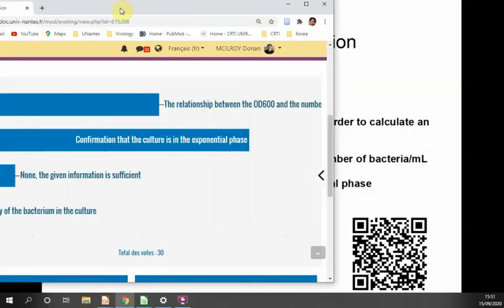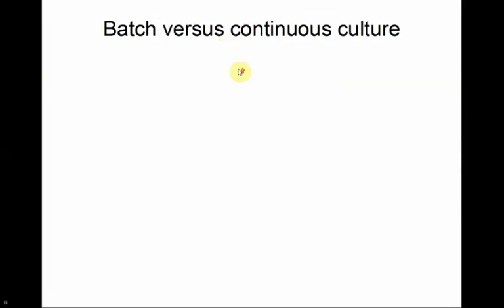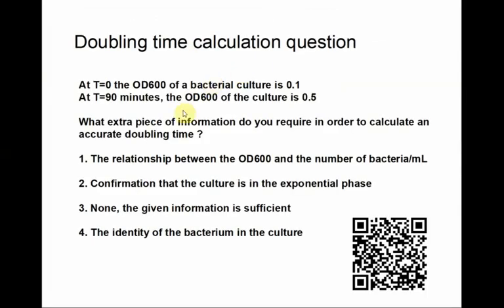Right, so here's what I got so far. Okay, so 30 votes. 4 is the wrong answer. Okay, nobody fell for this one. Doesn't matter what bacterium it is. It could be anything. The result will still be valid. 3, well, maybe good, nice try, but in fact, no. There is something you actually need. You can perform the calculation just with this information, but will it be accurate? That's the question. You've got the information you need to perform the calculation, but how do you know it's right?